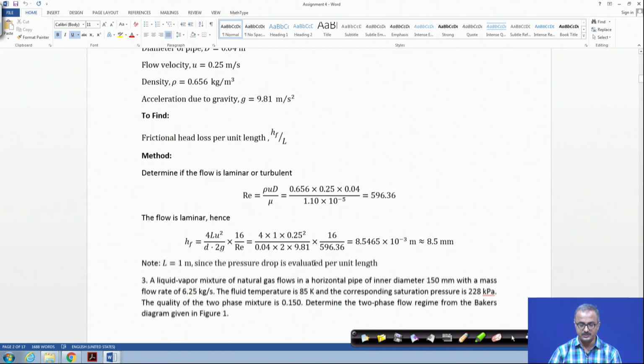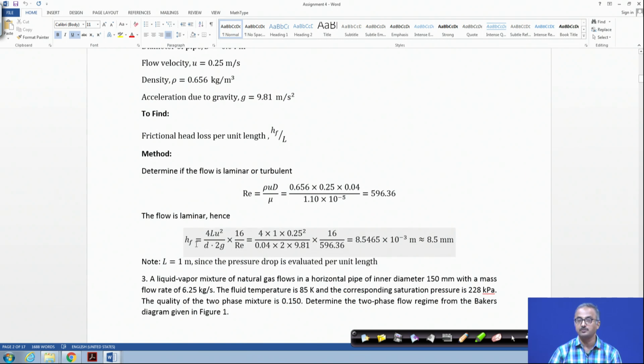So in this particular problem again we have to give the answer in terms of head. So we convert the expression in terms of head and we get the pressure drop in terms of head, some millimeters.